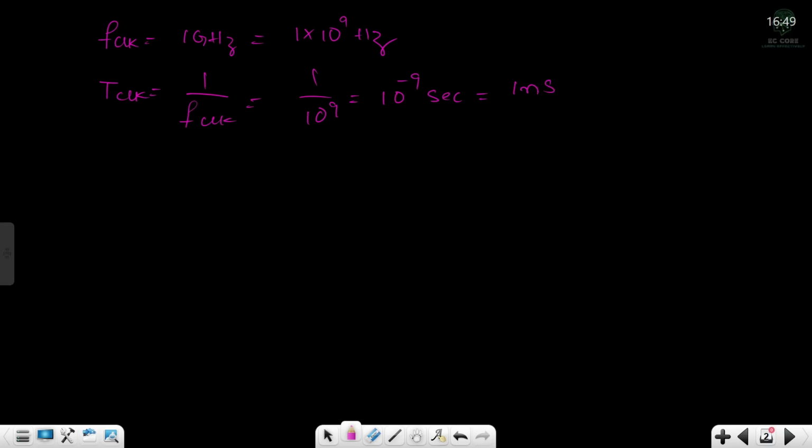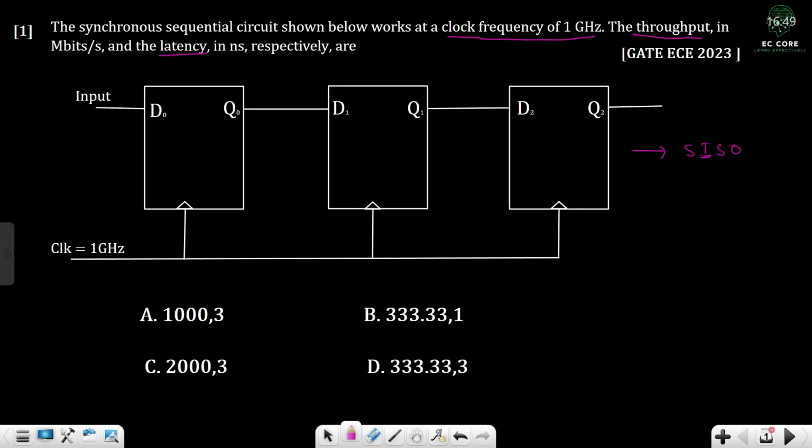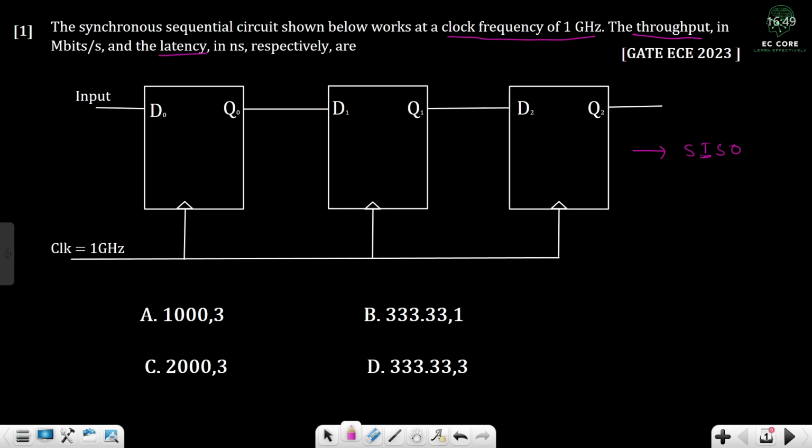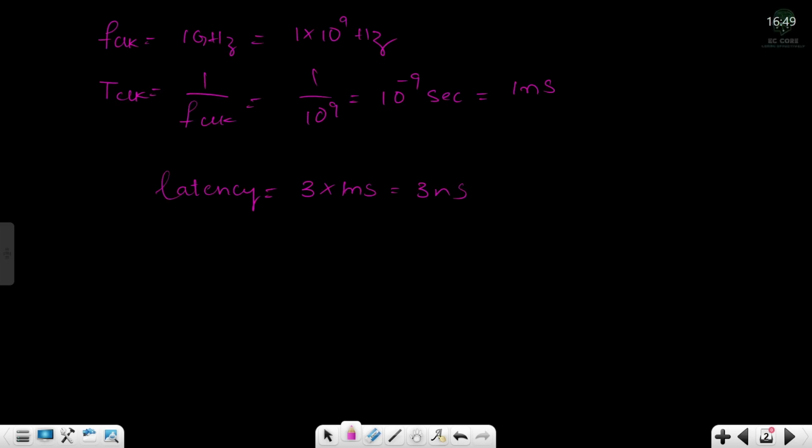So in order to find latency: here we have 3 flip-flops. For 1 flip-flop, we have 1 nanosecond latency. So here we will have 3 into 1 nanosecond, that will be 3 nanoseconds. So we are getting the latency as 3 nanoseconds. By this we can see that this option is eliminated. Now for all these three options we have 3 nanoseconds as the answer. Okay, now let us find the throughput.